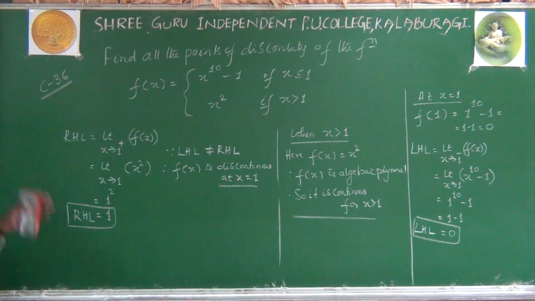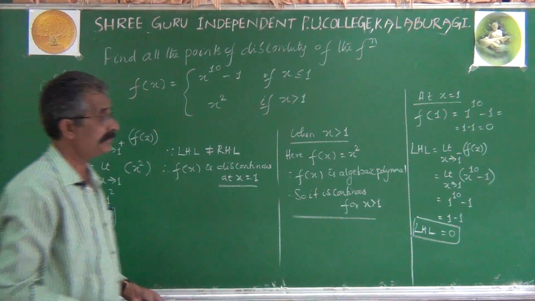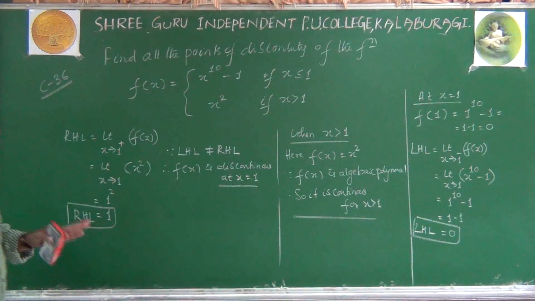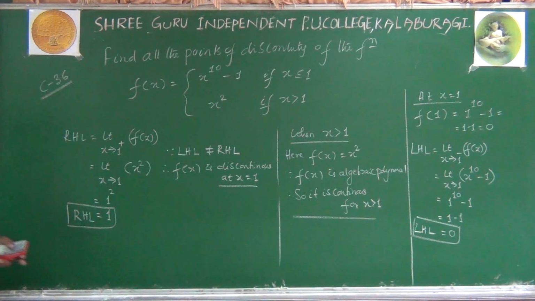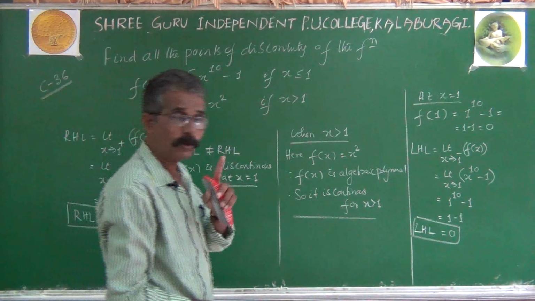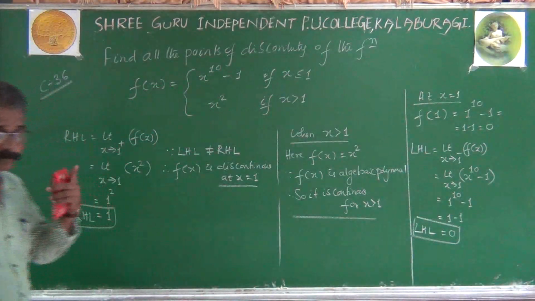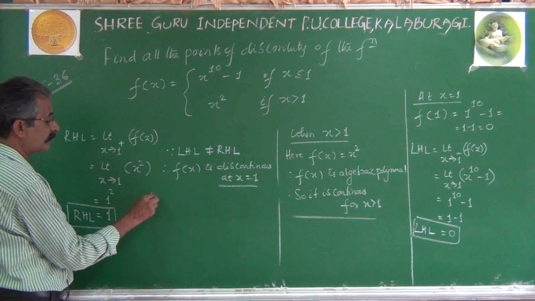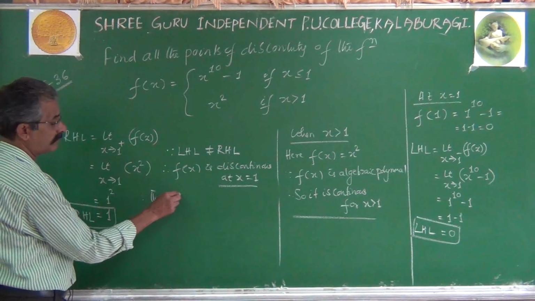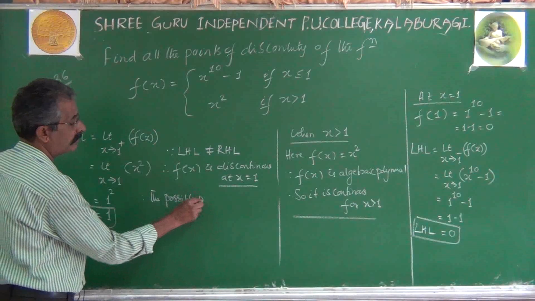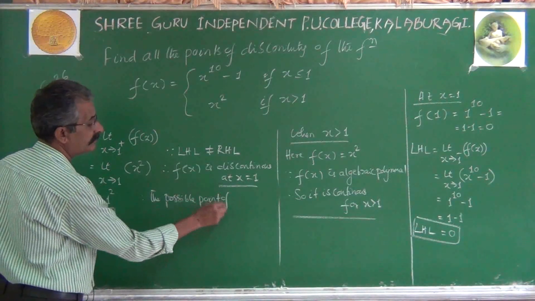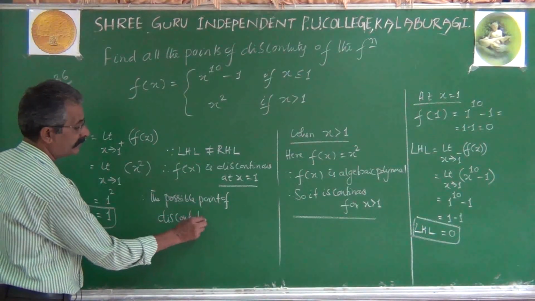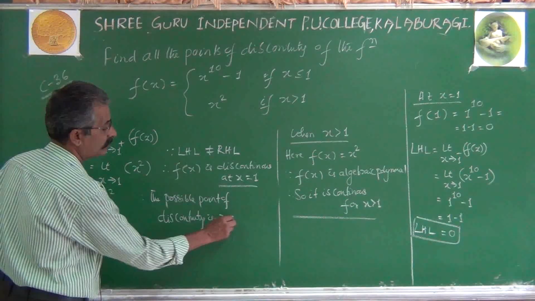So by this analysis, what we got is that for x less than 1 it is continuous, for x greater than 1 it is continuous, and only for x equal to 1 it is discontinuous. Hence for this function there is only one point of discontinuity. That point of discontinuity is x equal to 1. And lastly, therefore, the possible point of discontinuity is x equal to 1.